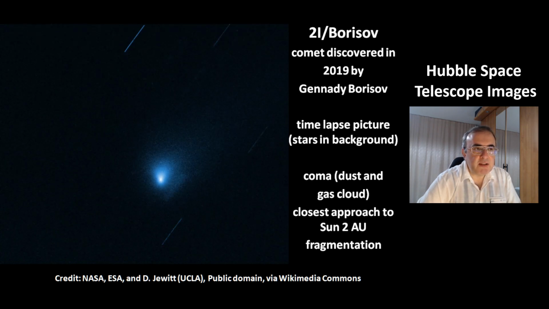The comet approached the Sun to 2 AU. 1 AU is an astronomical unit, the distance between Earth and Sun, 150 million kilometers. And after that, this comet started to fragment.